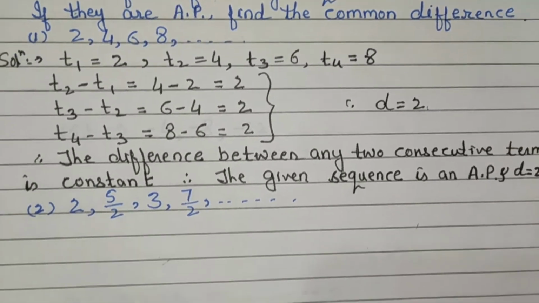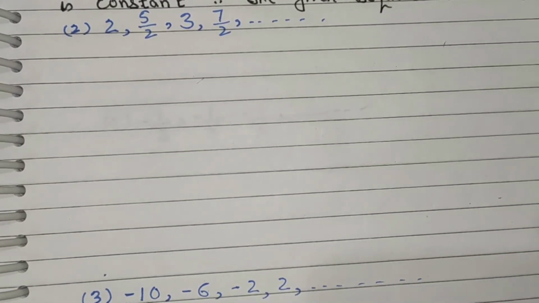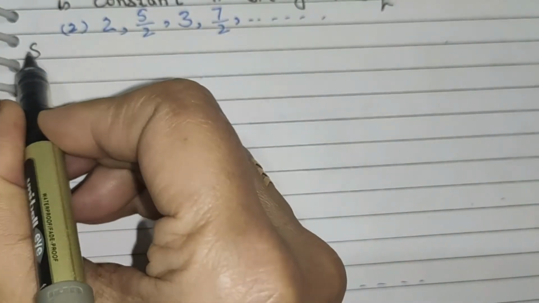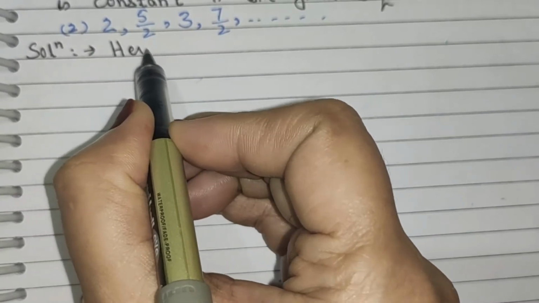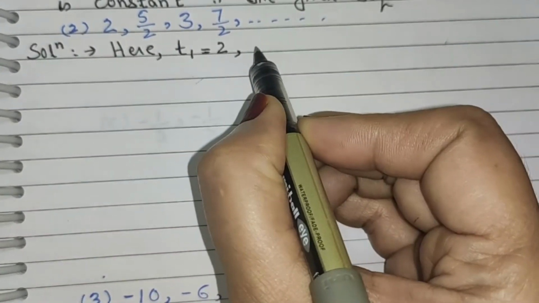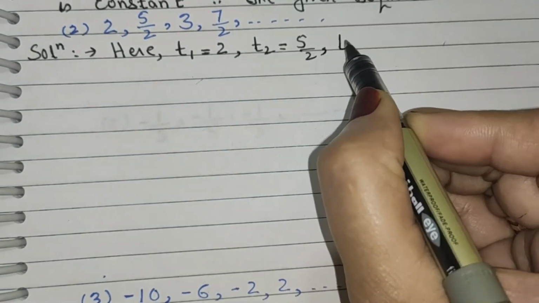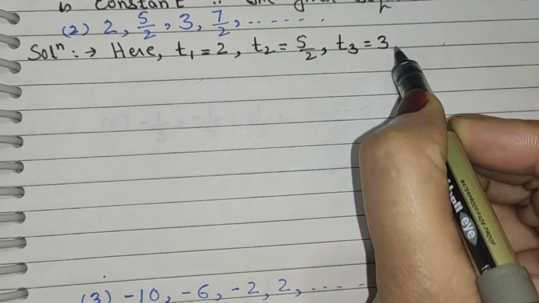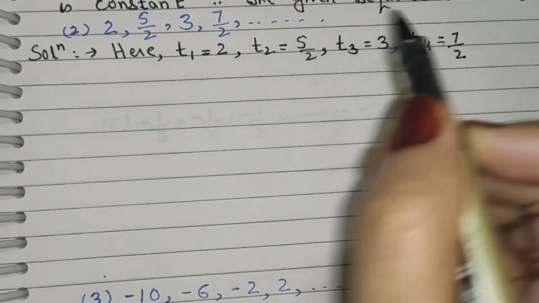Now next one is 2, 5 upon 2, 3, 7 upon 2. Here first term T1 is equal to 2, T2 is equal to 5 upon 2, T3 is equal to 3, and T4 is equal to 7 upon 2.